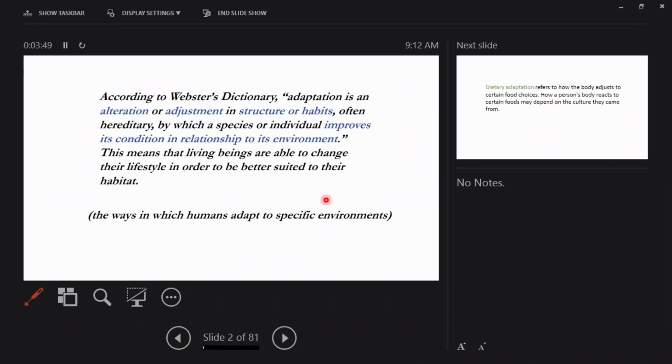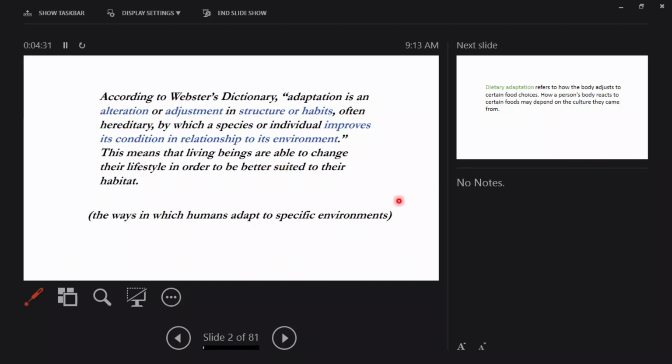Okay. So, nutritional adaptation. According to Webster's dictionary, adaptation is an alteration or adjustment in structure or habit. So it's an adaptation in structure or habits. They are often hereditary, by which a species or individual improves its condition in relationship to its environment. Meaning that living beings are able to change their lifestyle according to whatever has been given to them to get better suited to their habitat.